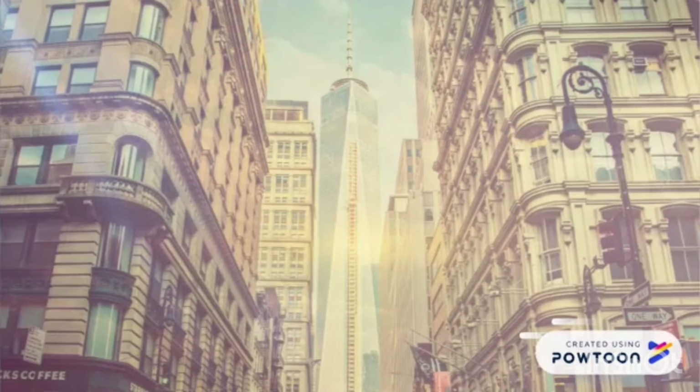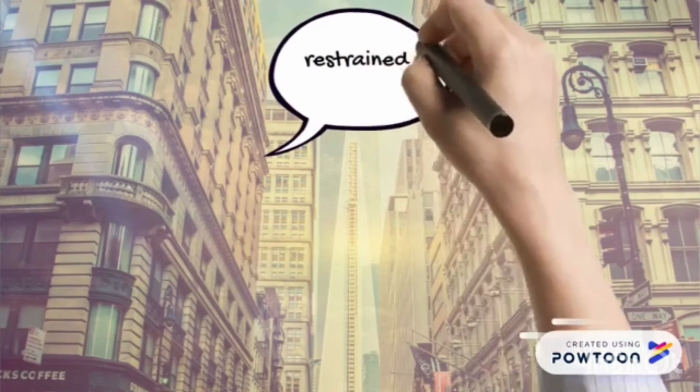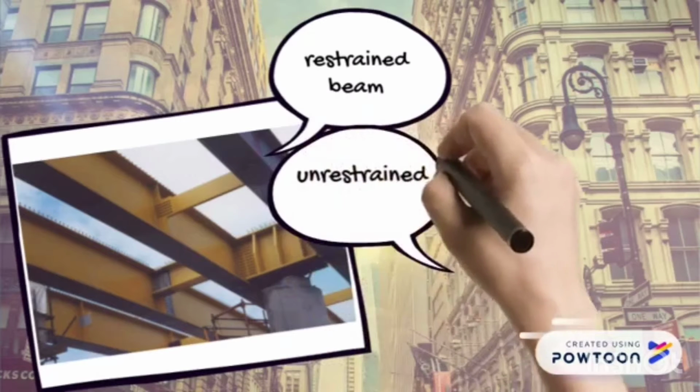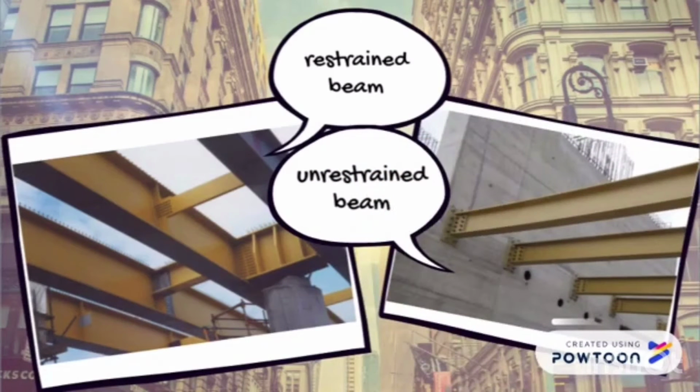In the design, based on standard, there are two types of restraining condition of a beam, which are restrained beam and unrestrained beam. A restrained beam is mechanically fixed to the rest of the structure. Meanwhile, an unrestrained beam is without the full mechanical fixing between the beam and the slab.